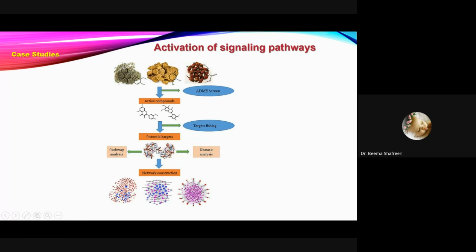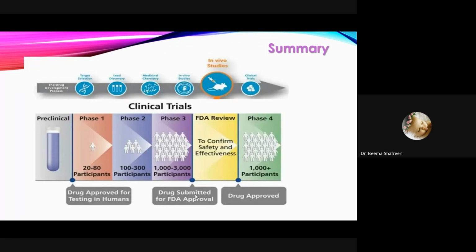So once the potential targets are identified, the pathway analysis and disease analysis can be performed, and the network construction can be performed based on the overlapping of these two networks of proteins. So this is how the activation or the downregulation of the signaling pathways can be studied using the compounds. Next is the overall summary for this particular topic, which is the drug.